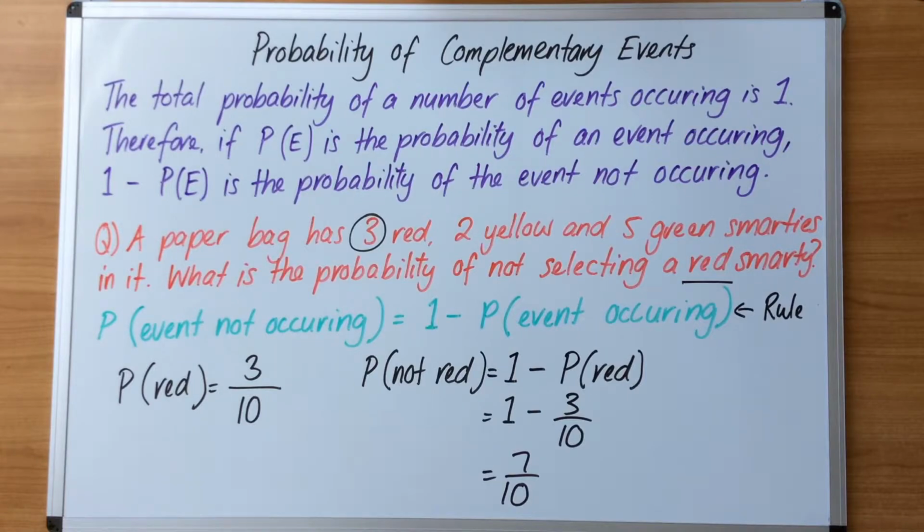So the probability of not getting the red is the complement of the probability of getting a red. So when you add together the probability of an event and the probability of its complement, the answer is 1. So if I add 3/10 and 7/10, I'll get 1.